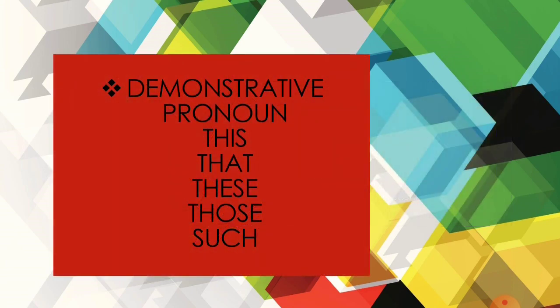Now, as we already know, a demonstrative pronoun is used to demonstrate or point out towards something, and normally the words are this, that, these, those, and such. This is a pen, so we are demonstrating towards it, we are pointing out towards it. So, we have already studied demonstrative pronoun. Let us see a few examples.